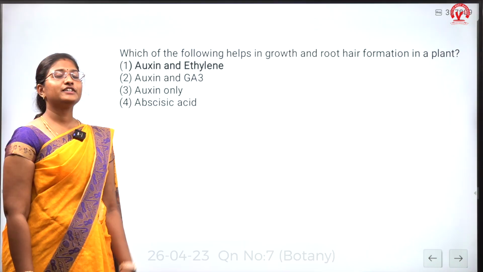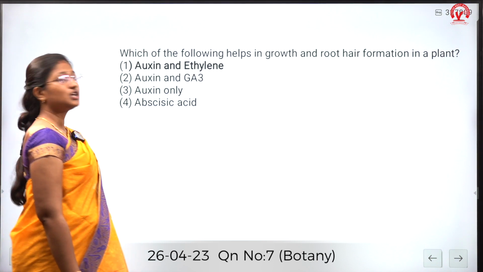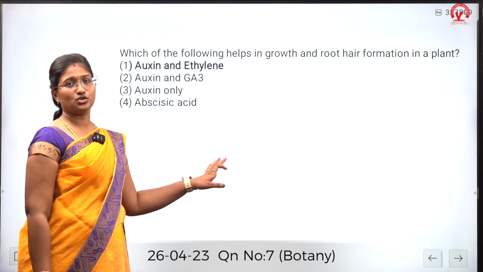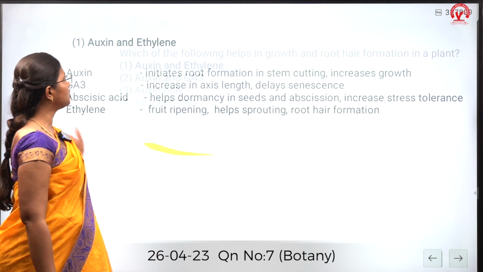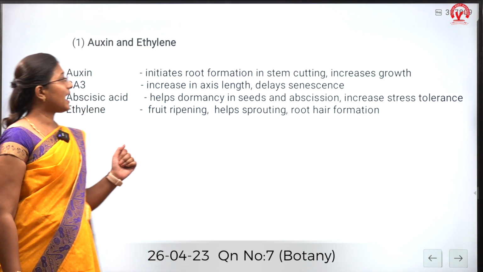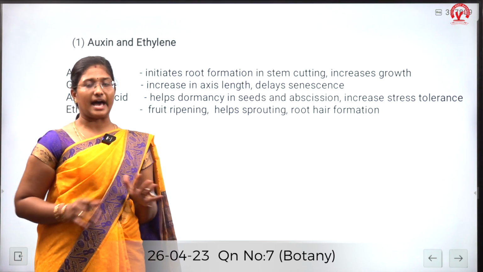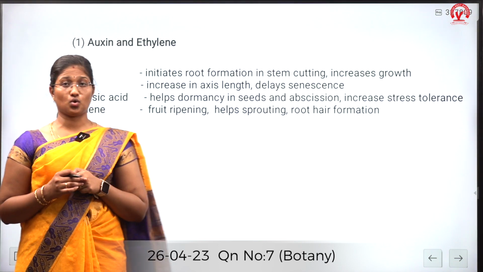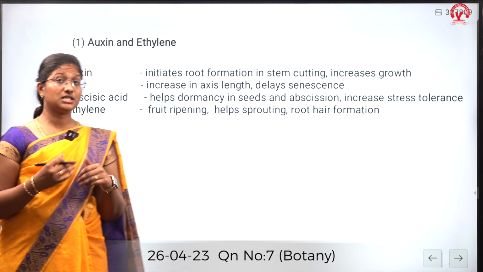Which of the following helps in growth and root hair formation in a plant? The options given are auxin, ethylene, gibberellic acid and abscisic acid. To find out which hormone helps in root hair formation, we should know the function of each of these hormones. Auxin helps in root formation as well as growth of the plant. Coming to gibberellic acid, it helps in increasing the axis length and delays senescence. And abscisic acid plays a major role in increasing the dormancy of seeds, as well as helping in stress tolerance.